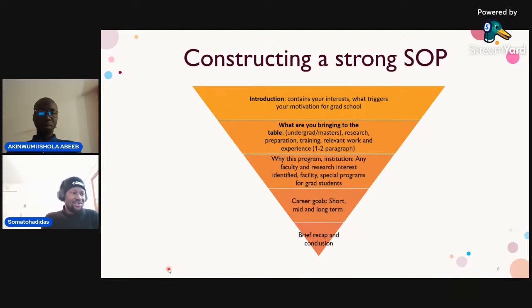Do they have any faculty of interest to you? You must have looked at the program website very well. Who are the researchers or professors doing something in line with your interest? After you've shown your interest, you have to tell them that, okay, this professor works on this topic, and it is in line with my own interest. And mention any other special programs they have in the program and the institution.